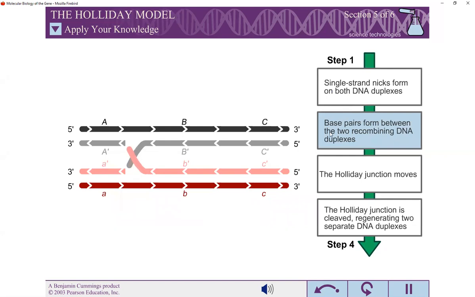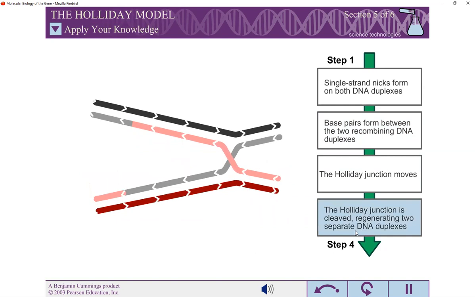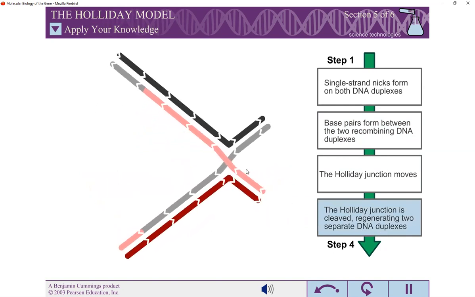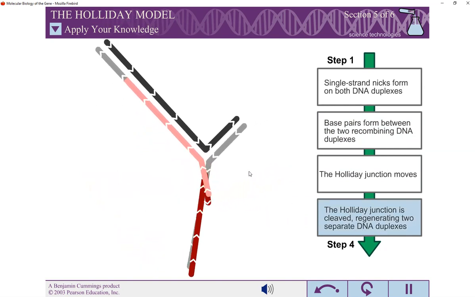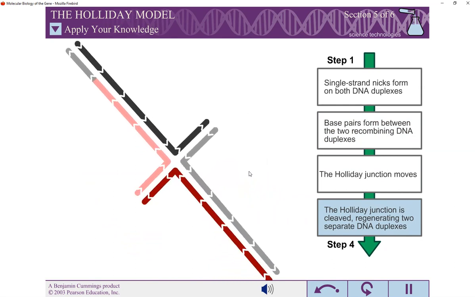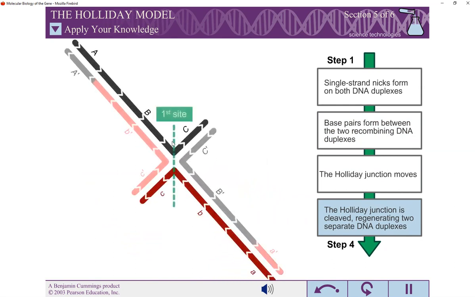Second point, base pairs form between the two recombining DNA duplexes. The Holliday junction moves. The Holliday junction is being cleaved, regenerating two separated DNA duplexes. Look here. This is the first cleavage site. This is the second cleavage site. The patch and the splice recombination products will be produced.